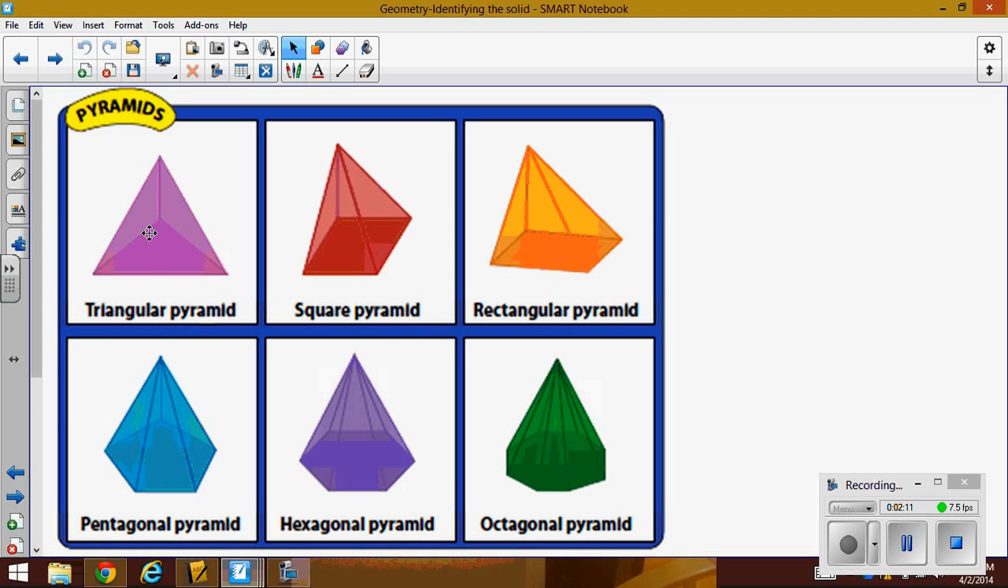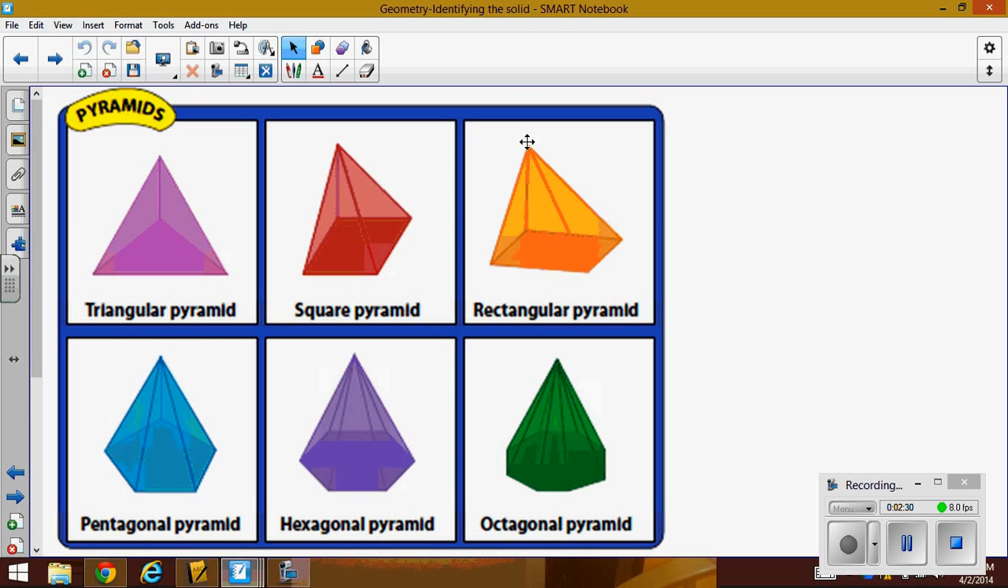It meets up at a point, and the base is of some particular shape. So this is called a triangular pyramid because the base, there's only one base here, is in the shape of a triangle. There's one point on top. Its base at the very bottom is a square, so we have a square pyramid.